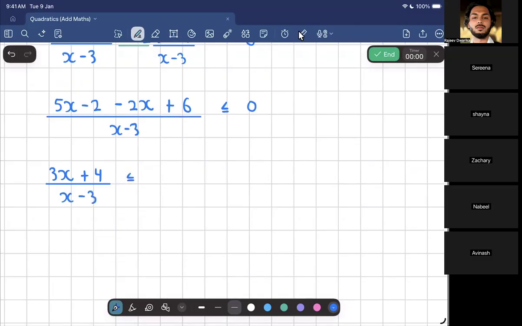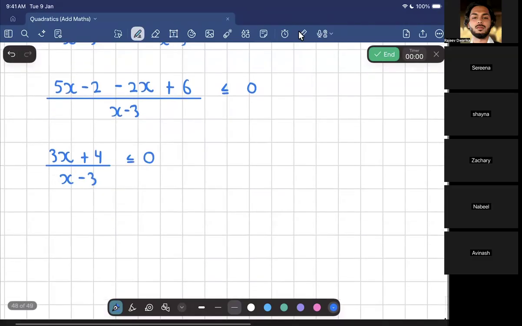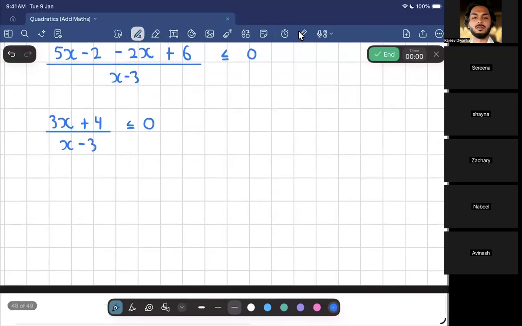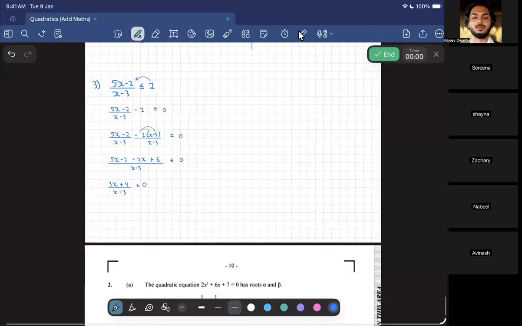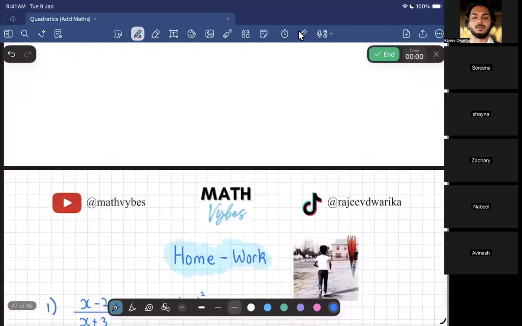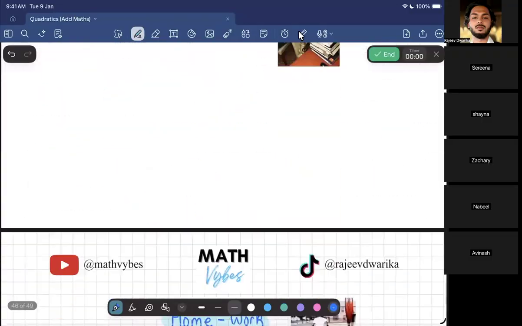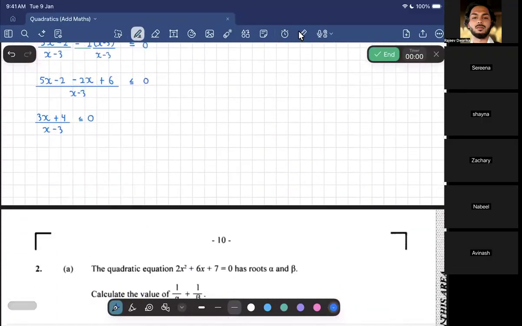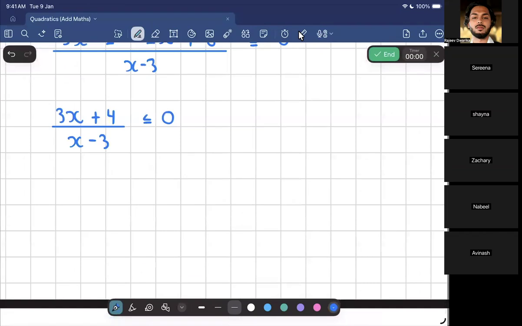is less than or equal to 0. Is that something you're accustomed to seeing, this form? Right, and in all the previous questions we had so far, it was more than or equal to 0. Yes, sir. Yeah, we are accustomed to seeing it like that. So it shouldn't be a problem from here. What to do next?